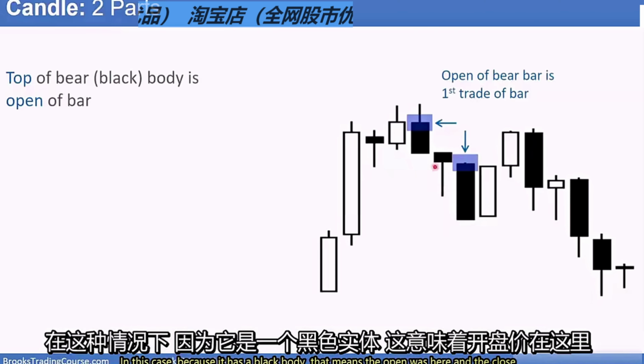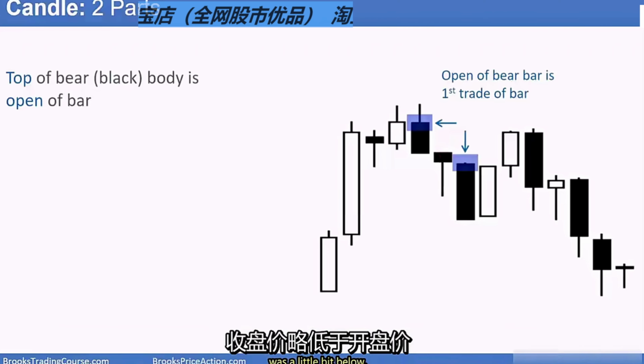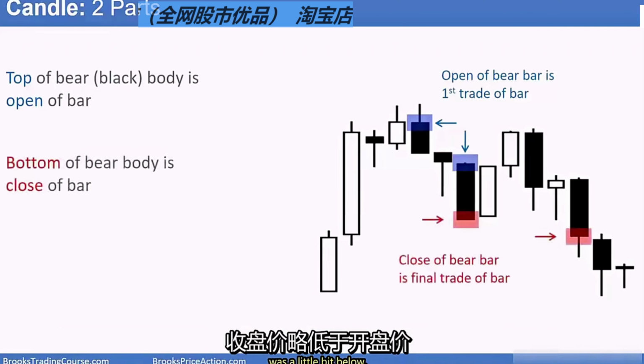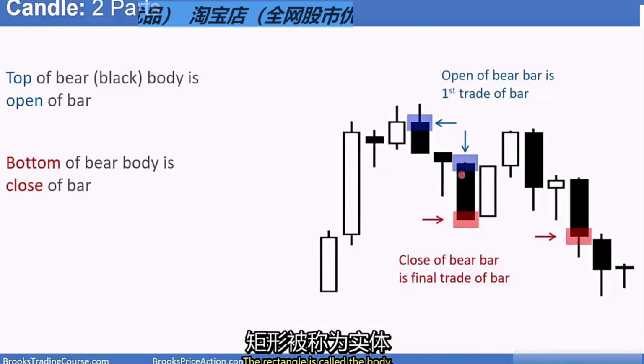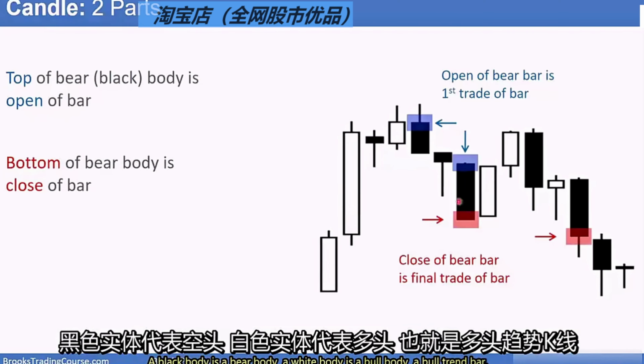In this case, because it has a black body, that means the open was here and the close was a little bit below. So the bottom of every black rectangle is the close of the bar. The rectangle is called the body. A black body is a bear body. A white body is a bull body, a bull trend bar.